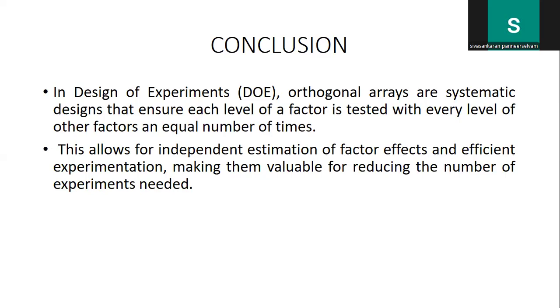So from this, what we conclude is that in design of experiments, the orthogonal array is a systematic experimentation process that ensures each level of a factor is tested with every other level of other factors an equal number of times. This allows for independent estimation of factor effects and efficient experimentation, making them valuable for reducing the number of experiments needed. And also we can balance the variance by controlling the error in the experimentation process.